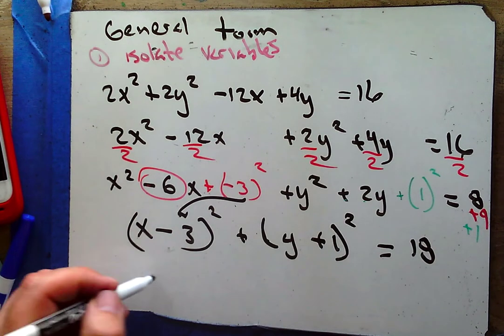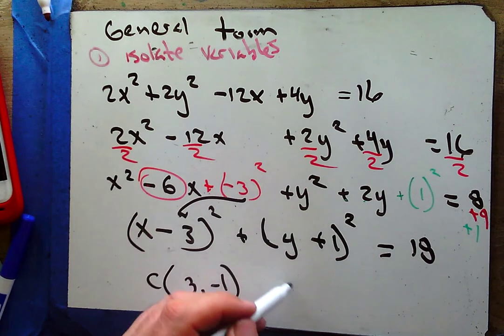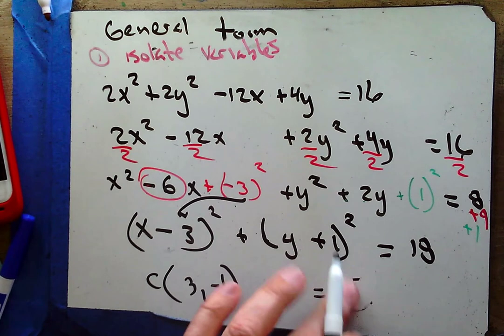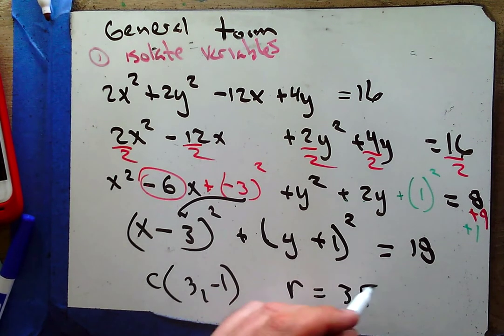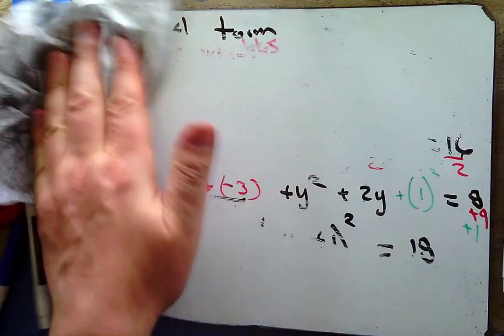So from here I can see that the center is located at 2, negative 1, and that the radius is the square root of 18, which is 3 root 2. And then I should be able to graph that with not a lot of difficulty. All right, well, I think it's your turn to try this. Why don't you start with this one?